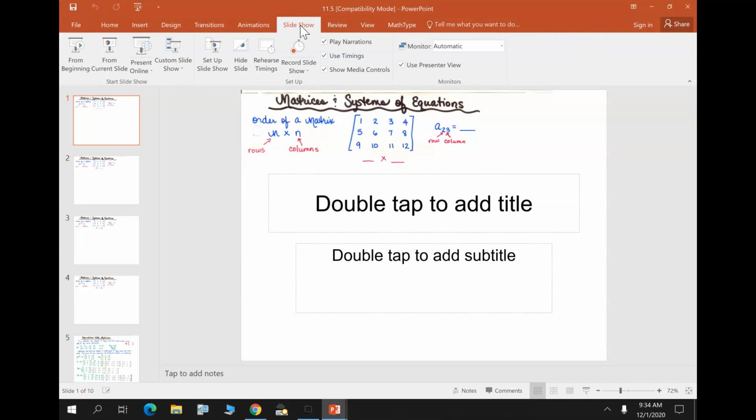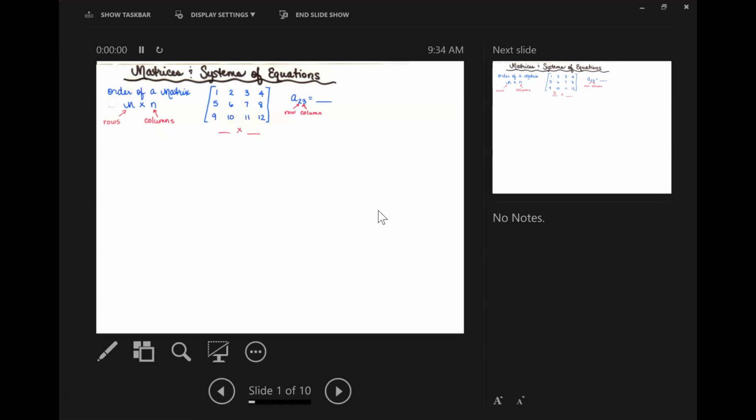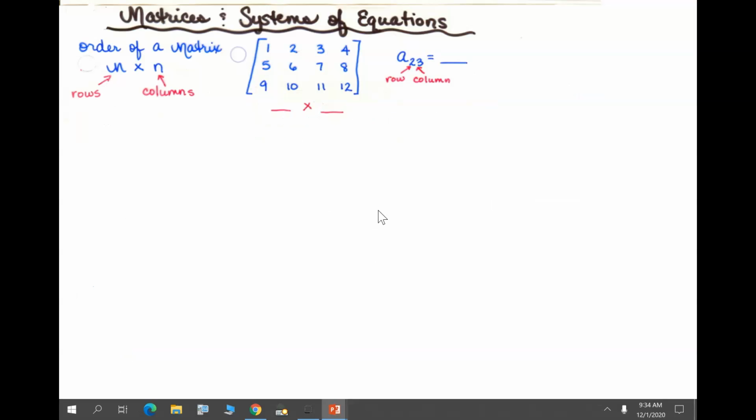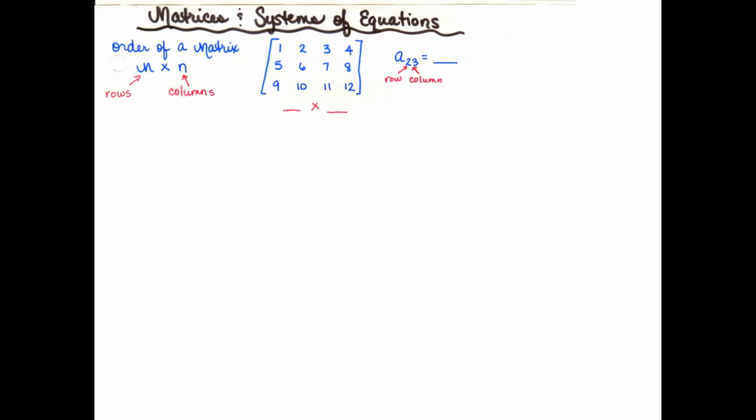All right, so in 11.5, we are looking at matrices. Now, for matrices, it seems like such a change of pace for us because we were just solving systems of equations. So what do matrices have to do with systems of equations? Well, we're going to see that in a few minutes, but first, we have to understand what a matrix is to be able to work with them.